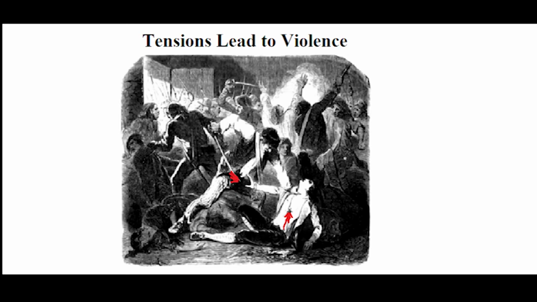Tensions lead to violence. In August, people infiltrated the royal palace where the royal family lived. They killed the royal guards, however, the royal family escaped to the Legislative Assembly. In September, French citizens attacked prisons which held the nobility and the clergy. About 1,200 prisoners who were nobles and priests were killed that month. It was called the September Massacre.